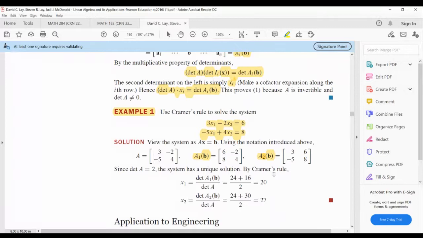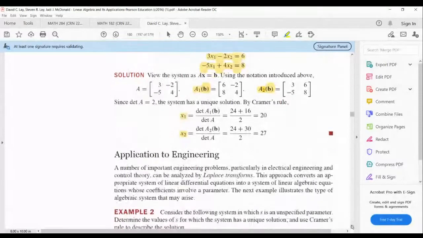So the determinant of A is 2. And here's x1 and here's x2. Are there any questions on that? It's okay if there are. Okay, Matthew's good. Any questions from anybody else here? Okay, thank you. All right, Christy's good. All right, well, then let's just continue on here.